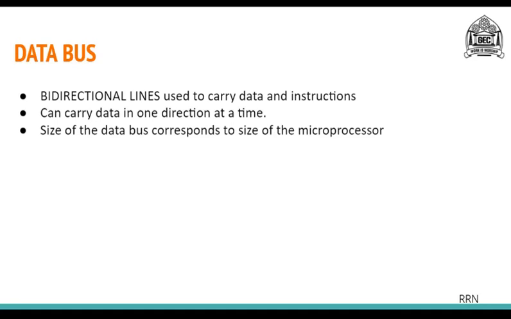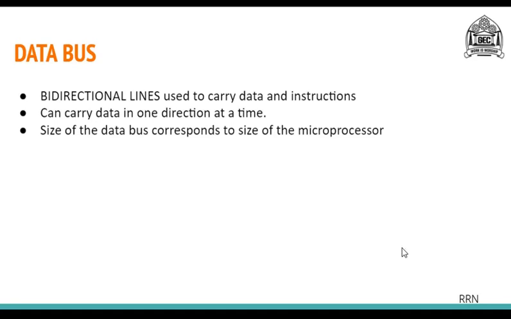So students, this is how your data bus is structured in your system bus. It is bidirectional. It is used to carry the actual data and the instruction in its raw format. It can carry the data in both directions, but at a time it can carry data in only one direction. And most importantly, the size of the data bus represents the size of your microprocessor.